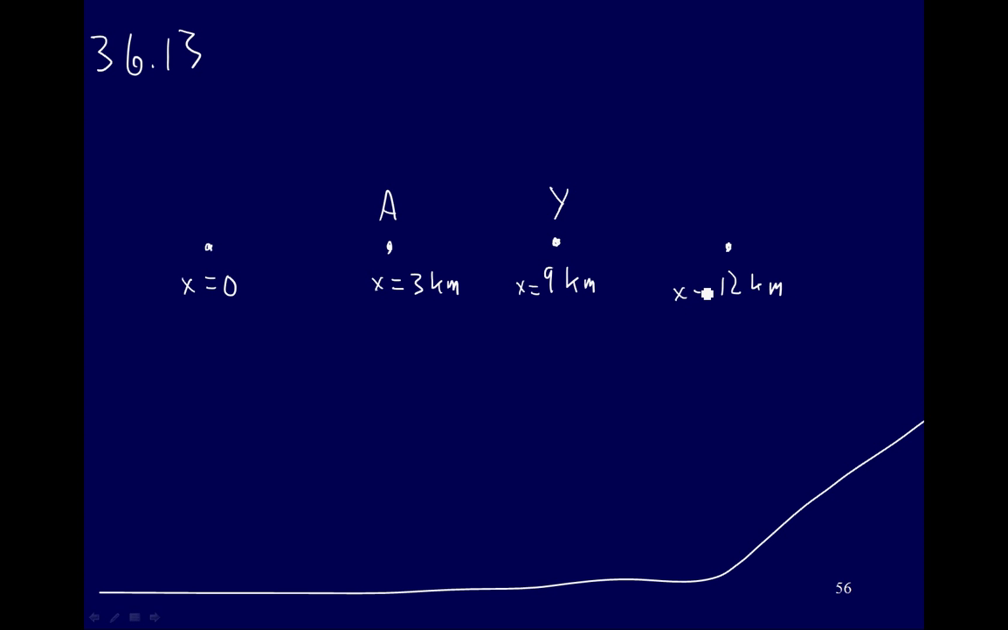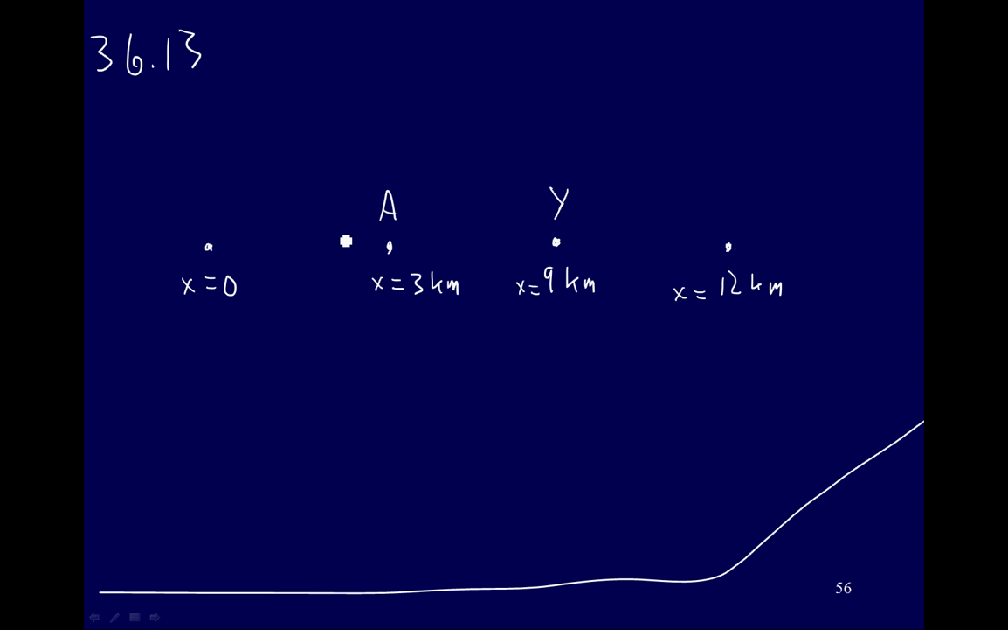I'd like to go over problem 3613 from the relativity chapter. And the problem looks something kind of like this. So you have the origin, x equals 0. You have your assistant, who's at the position x equals 3 kilometers. Then you, at position 9 kilometers. And finally, at position 12 kilometers, this is obviously not drawn to scale.